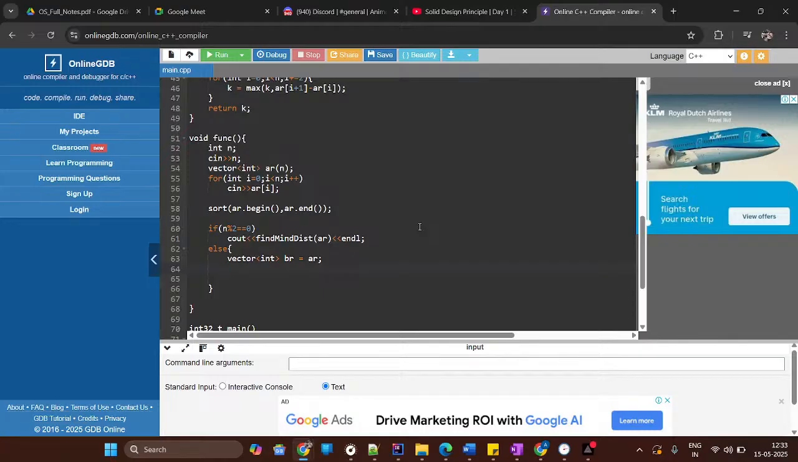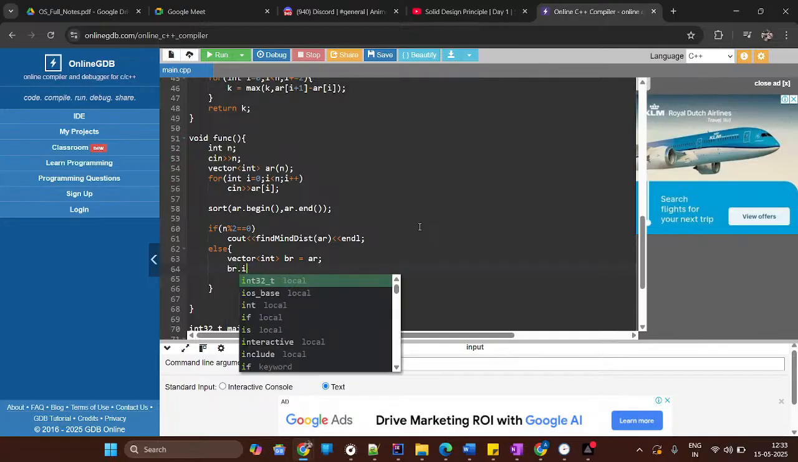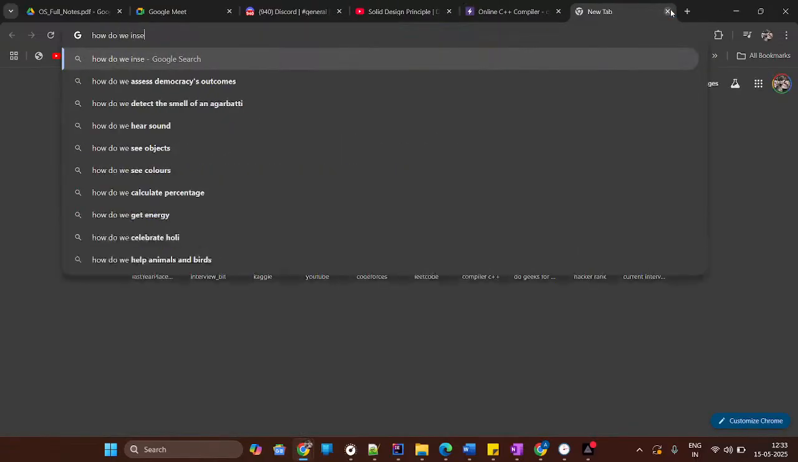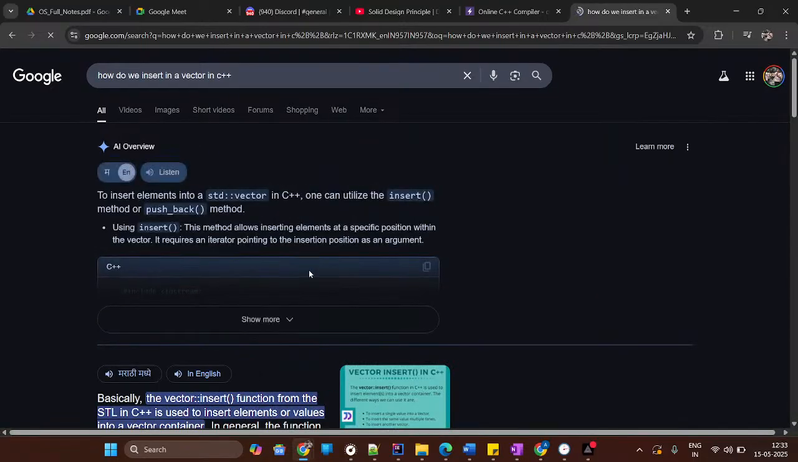Okay, let's finish these two questions. So this question is nearly done. I just need to make the new vector. How do we insert? br dot insert at some position. I forgot how to insert in C++. How do we insert in a vector in C++? So, the insert function.